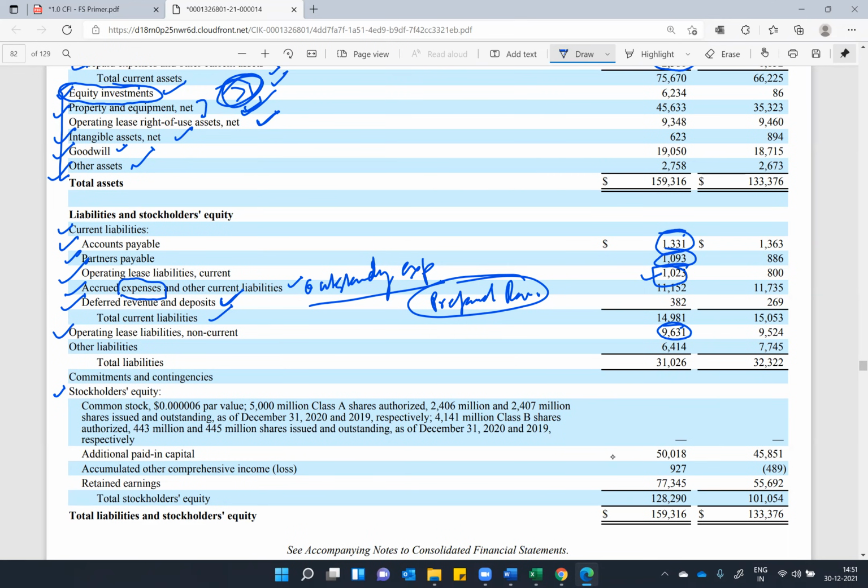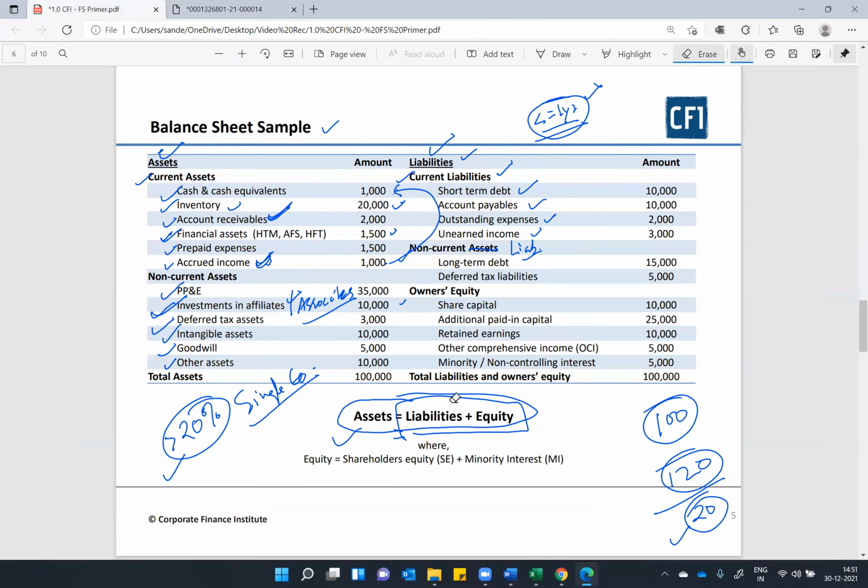After that, we have covered operating lease. Other liability is something where you have some smaller liabilities that you don't want to show as individual liabilities. So you have clubbed them up and shown them as other liabilities. Now let's see in my template if I have missed anything or any additional item that I may have.